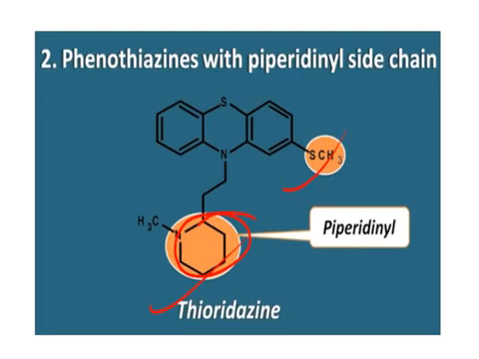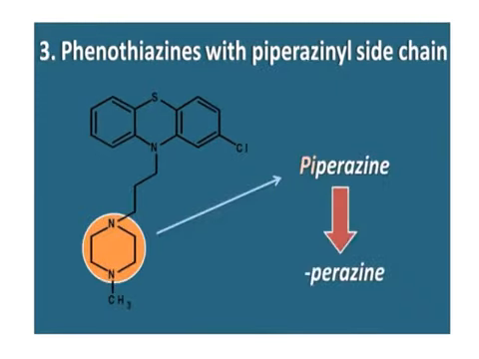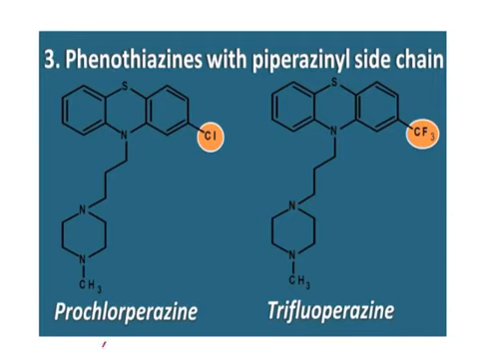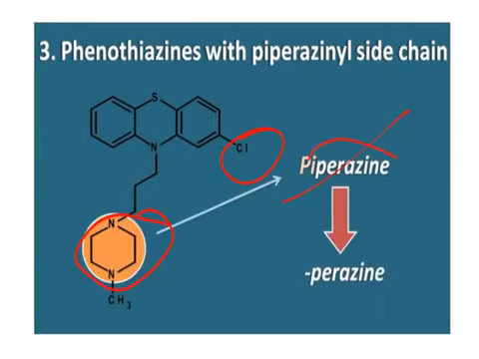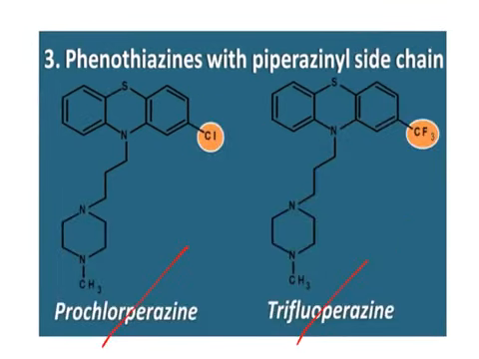So in the classification of phenothiazine, the first one is with the alkyl side chain, the second one is the piperidine side chain, and the third one is the piperazine side chain. This is the piperazine ring. If the piperazine ring structure is present along with chlorine at the second position, the example is prochlorperazine. And if CF3 is present, it is trifluoperazine. Piperazine is also called perazine. You can observe this is the perazine. So this is prochlorperazine and trifluoperazine.